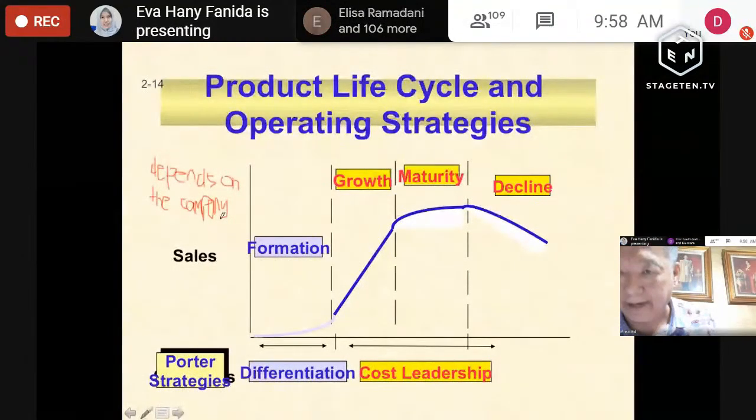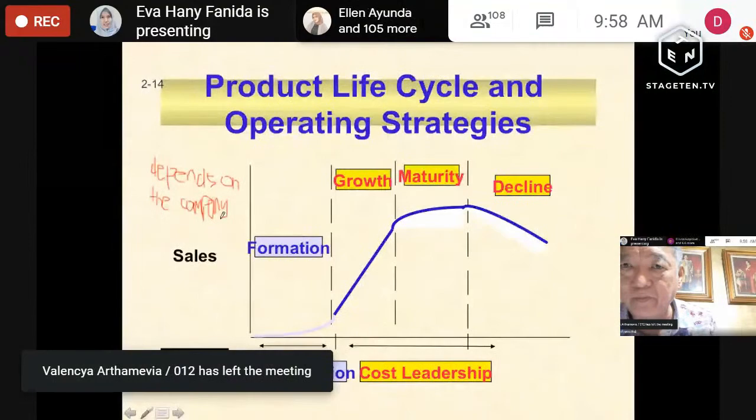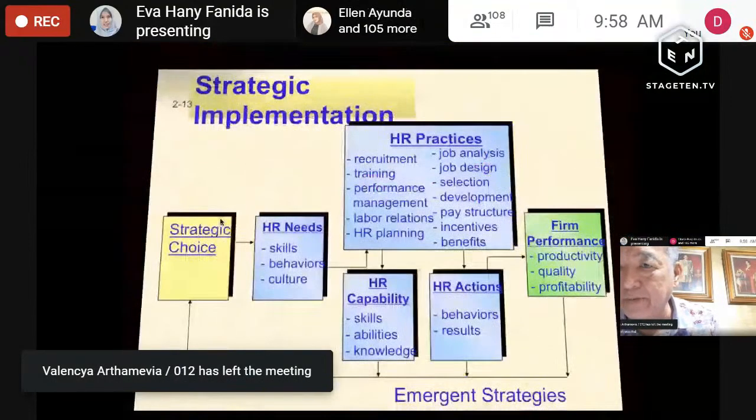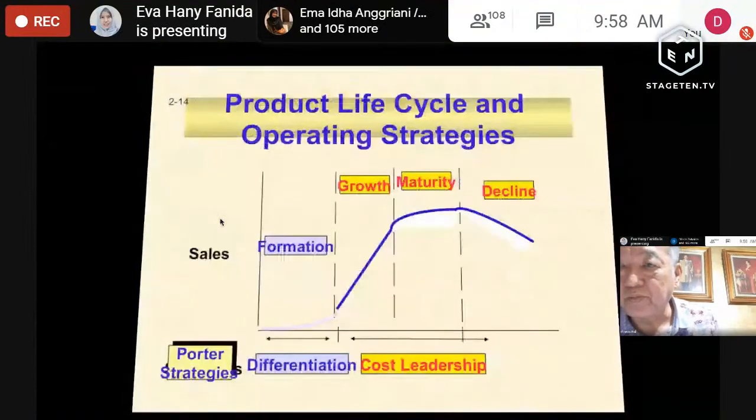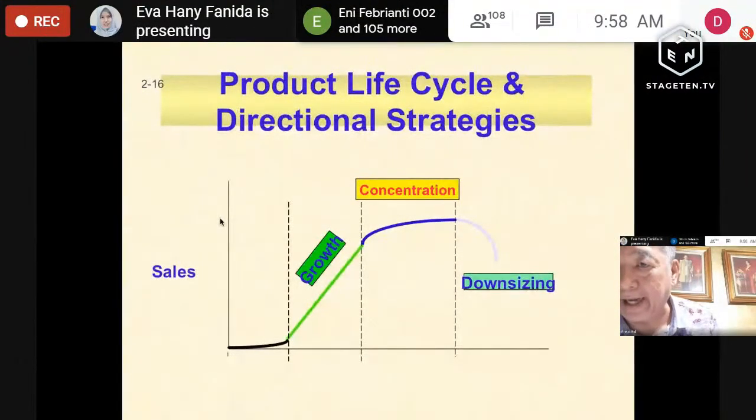Okay, please go to the next page. So this one is the product life cycle: growth stage, concentration strategy, and downsizing strategy. Okay, go to the next page.